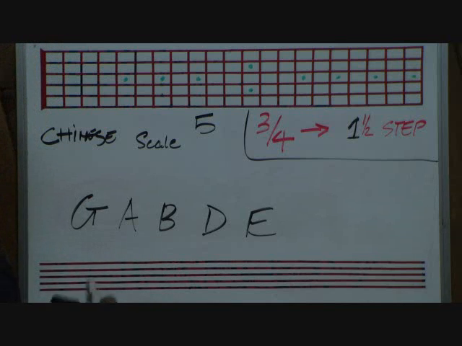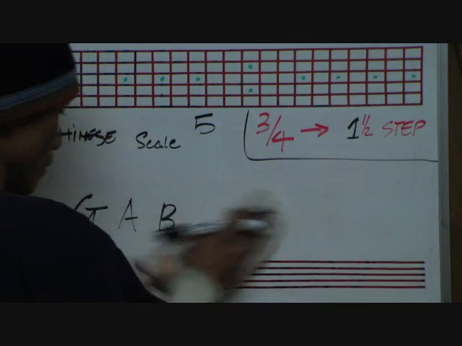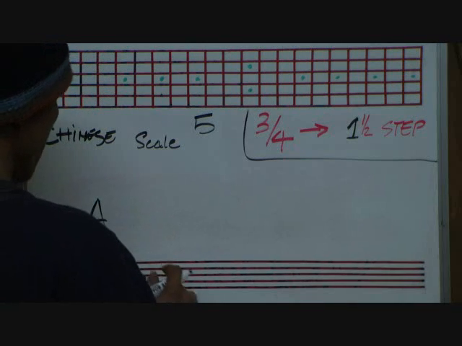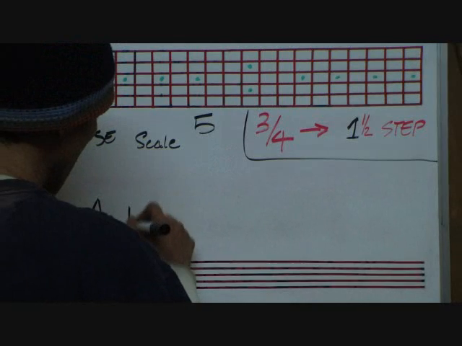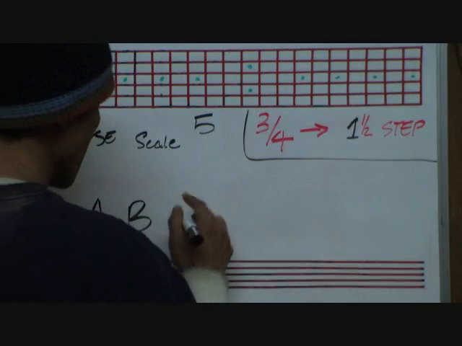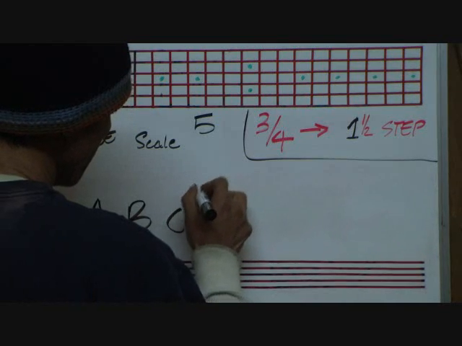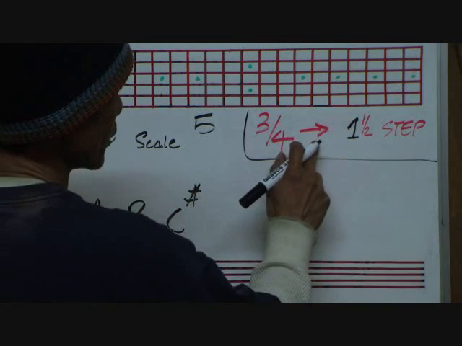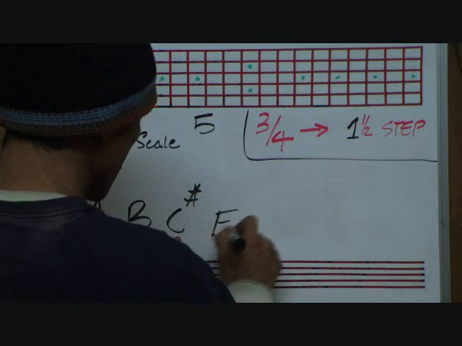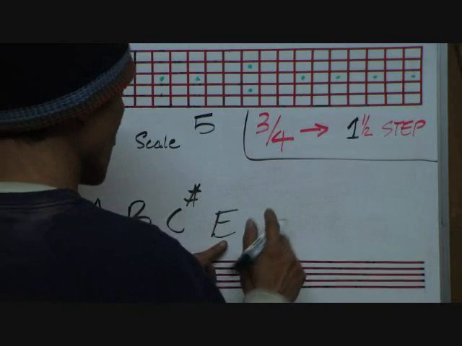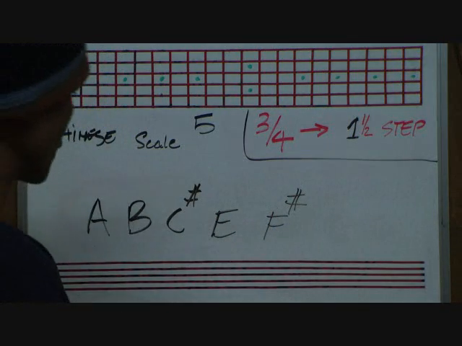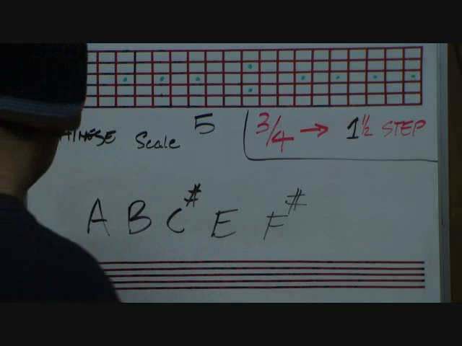Let us move to the key of A Chinese scale. Right now A is the first. First to second, the formula says a whole step, so it's a B. Second to third, the formula says a whole step, so it's a C sharp. Third to fourth, the formula says a whole and a half, so it's an E. Fourth to fifth is a whole step, so it's F sharp. Here you have an A Chinese scale, with F sharp and C sharp.